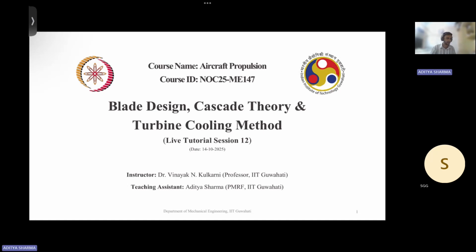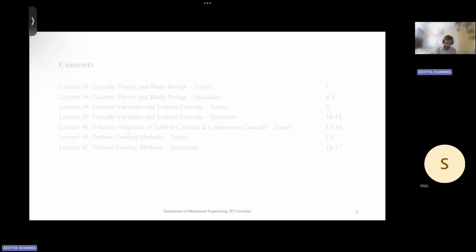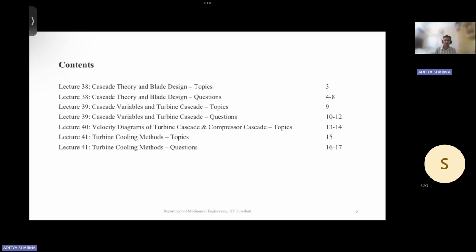So in that case, since we could discuss the doubt, we will continue with today's session. This is blade design, cascade theory, and turbine cooling method. If you would not mind, you can mute yourself, and if you have some doubt, you can ask, if that works for you.